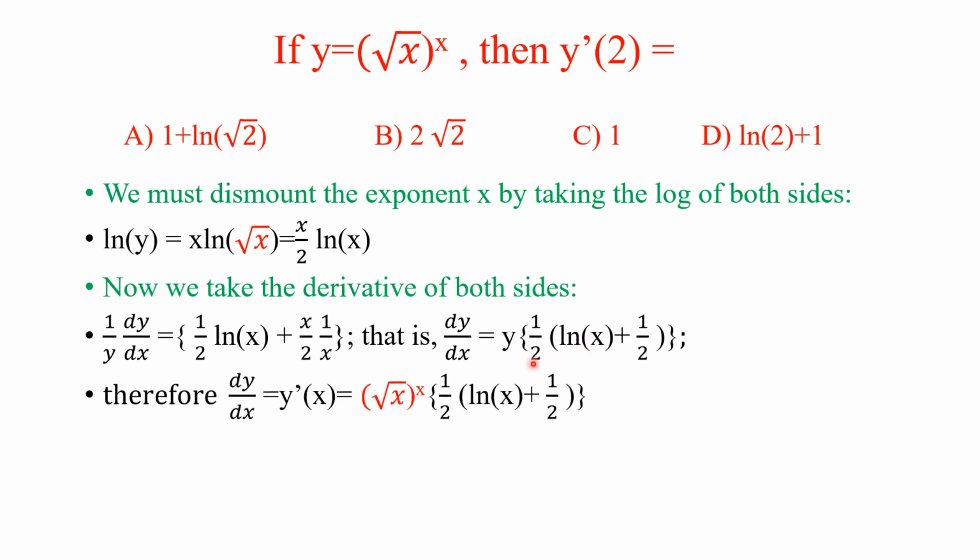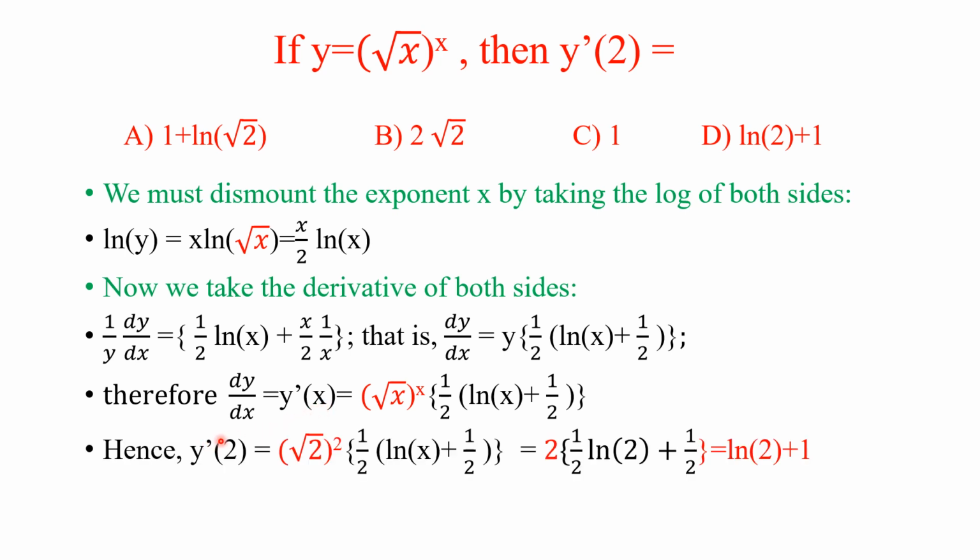Now all we have to do is just follow the math. So we have to solve for dy by dx, which is equal to y prime of x, and that's equal to, we said y is nothing but the square root of x to the power x. So instead of y, we replace its value, and between the curly brackets we remain the same. Now we have to find y prime of x.